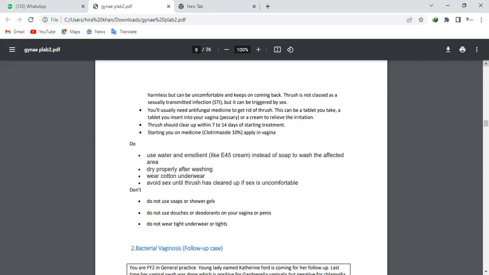And also there are some don'ts, like do not use soaps or shower gels, because as I have already mentioned, it is one of the triggering factors in your case. And do not use deodorants on your vagina, and do not wear tight underwear or tights. Also, if the patient has mentioned previously, like if you have asked do you smoke, do you drink alcohol, do you have any previous medical problem, then you should address these things as well. For example, if she is a smoker, you should mention here, and second and last but not the least, Sarah, I want to mention that smoking is not good, so you should quit smoking. If you find the time, do address this concern as well.